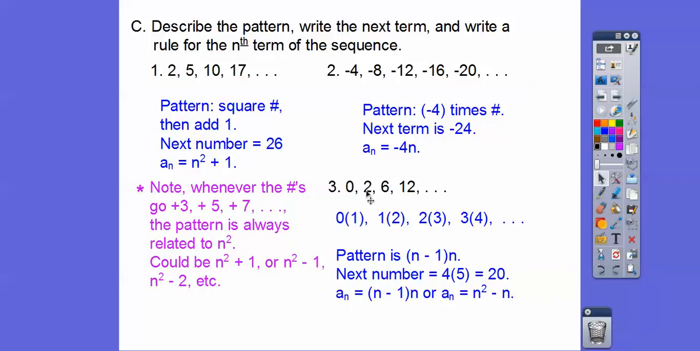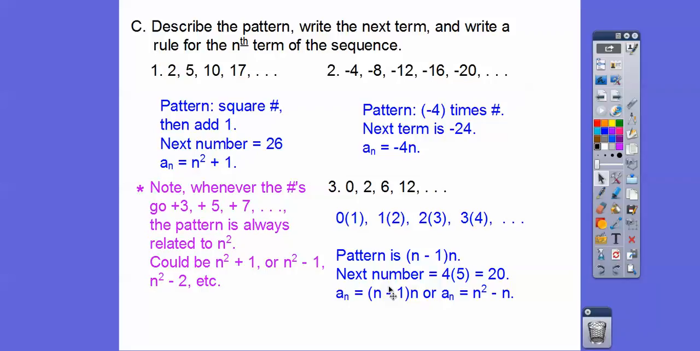But when it goes up by consecutive evens, it usually follows the pattern n squared minus n, or sometimes n squared plus n. So they're going up by consecutive evens, and you just got to play around with it. So this is the number before it, my zero term, and this is my first term. And then this is my second term, n equals 2. Here's n equals 3, and 3 minus 1. Here's n equals 4, and 4 minus 1. So the pattern is n minus 1 times n.